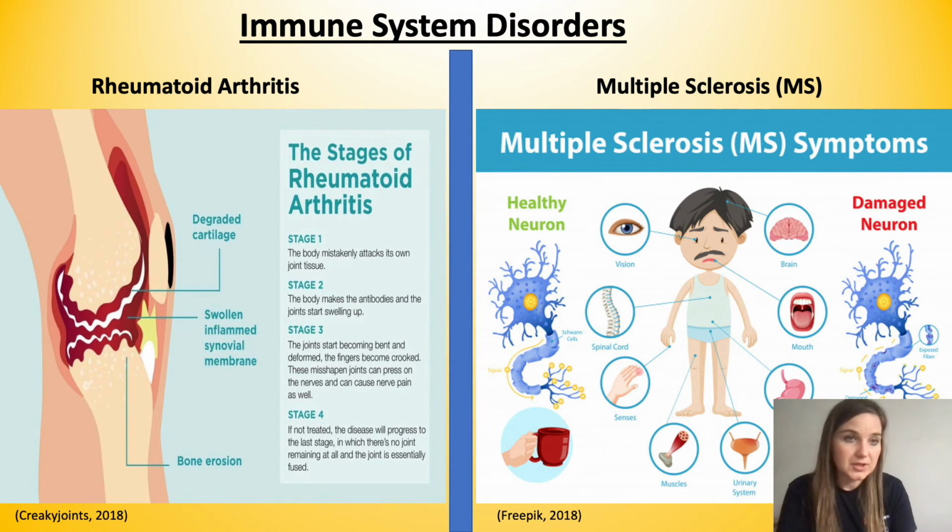First of all, as you can see, we have rheumatoid arthritis. This is a long-term condition causing pain, swelling, stiffness within the joints. There may be periods in which symptoms are worse, which is also known as flare-ups.